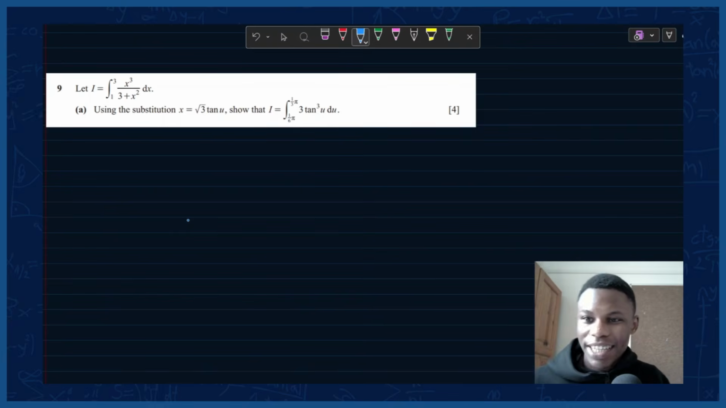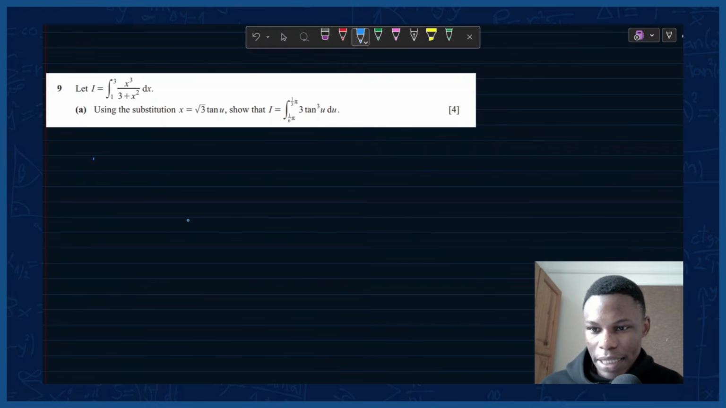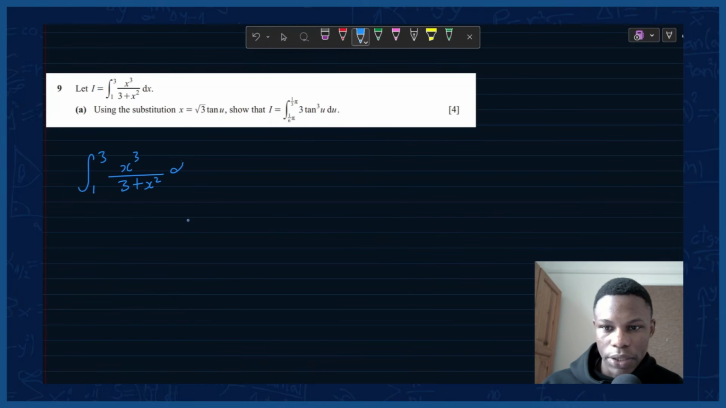Okay. This is where the fun starts. So we have I, which is the integral from 1 to 3 of x cubed divided by 3 plus x squared du, and we're also given the substitution x is root 3 tan u. So if we're doing integration by substitution and you don't know where you're going, do these two things first. First, substitute your limits and then differentiate your substitution.